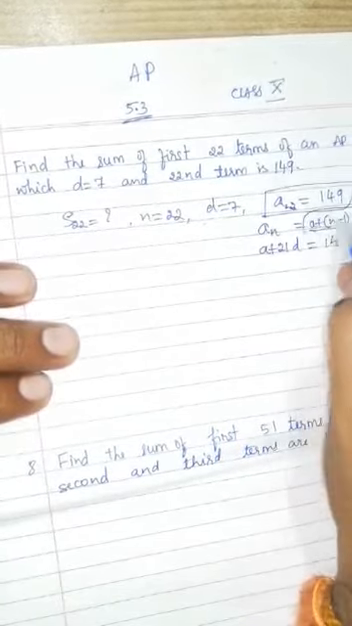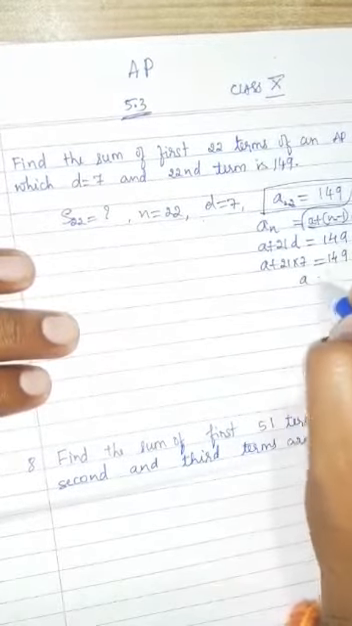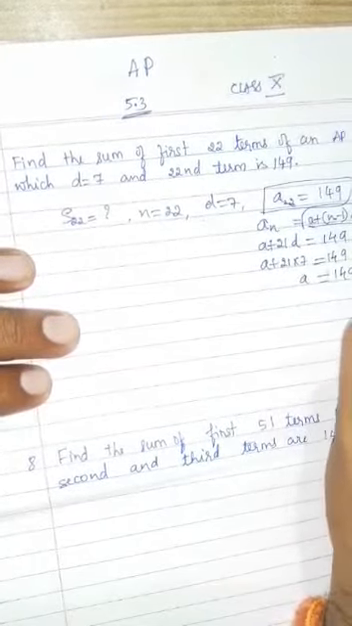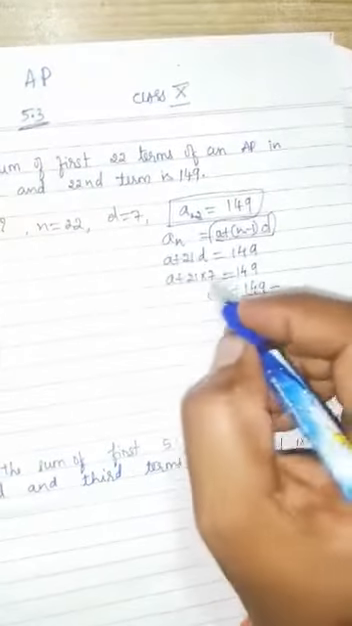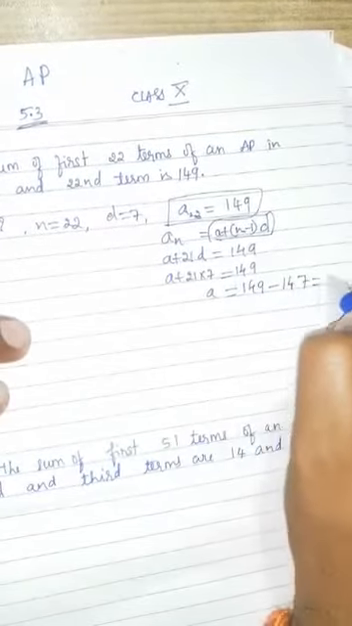So D we know, D value is 7. A plus 21 into 7 is equal to 149. So A is equal to 149 minus 147, since 7 ones are 7, 7 twos are 14, 147. So A is equal to 2. We got the A value. Apply the SN formula: N by 2, 2A plus N minus 1 into D.